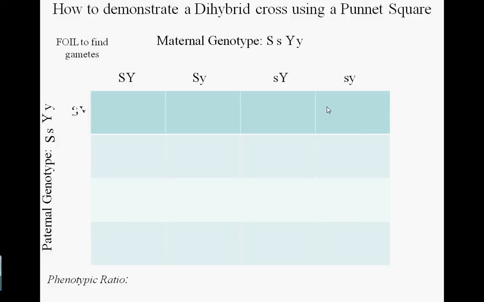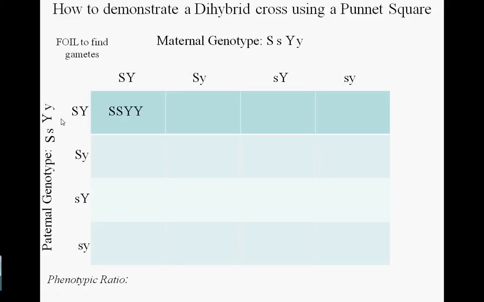And then the same thing with the paternal genotype. You just go through first, outside, inside, last. And then just like you did in your monohybrid cross, you basically take what you get from each side and pair them together to see what your offspring's genotype would be. So your offspring's genotype should have 4 alleles, just like your parent genotypes.